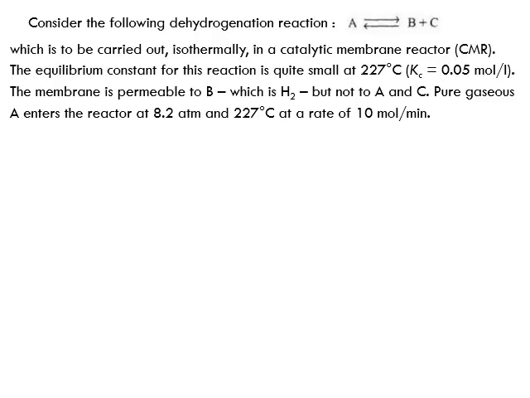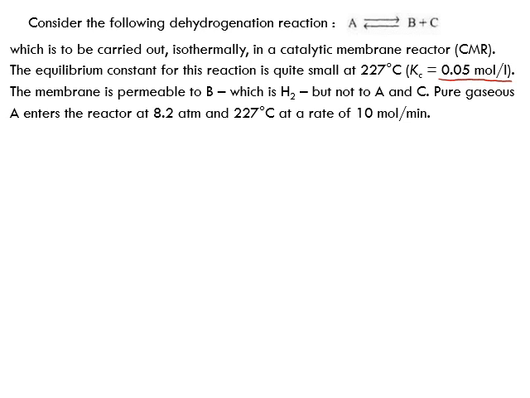Consider the following dehydrogenation reaction. A goes to B plus C reversibly, which is to be carried out isothermally in a catalytic membrane reactor. So that means we will not have any pressure drop. The equilibrium constant for this reaction is quite small at 227 degrees C. So the value of Kc is only 0.05 mole per liter, a very small value.